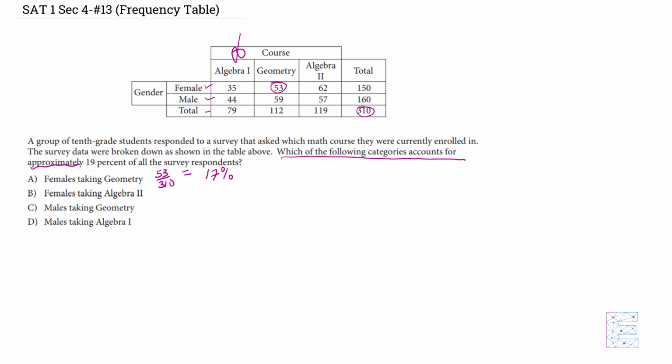Females taking Algebra 2 would be 62 out of 310. And if you punch that into the calculator, you will end up with 20%. Let's keep plugging these in. Males taking geometry. Males in geometry is 59 out of 310. And that gives us approximately 19%. So that could very well be it. And last but not least, males taking Algebra 1 would be 44 over 310, which gives us approximately 14%. So yeah, we wanted around 19%, and that came from C. So C would have to be the answer to this question.